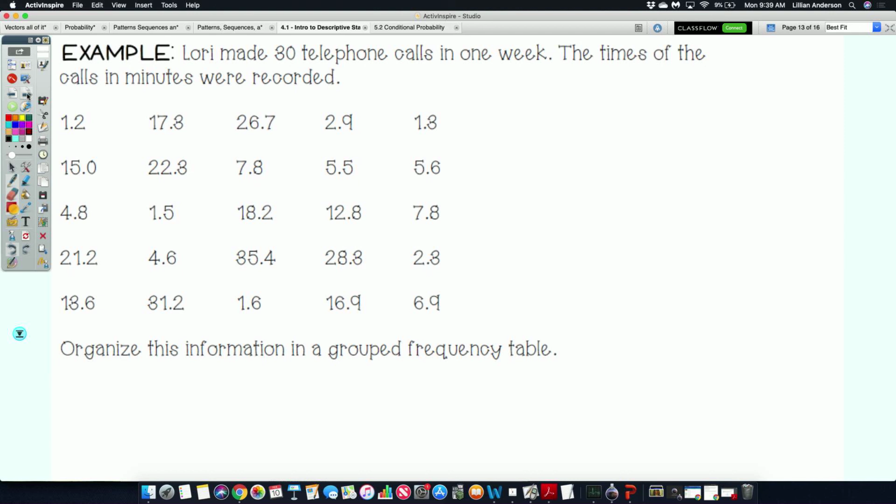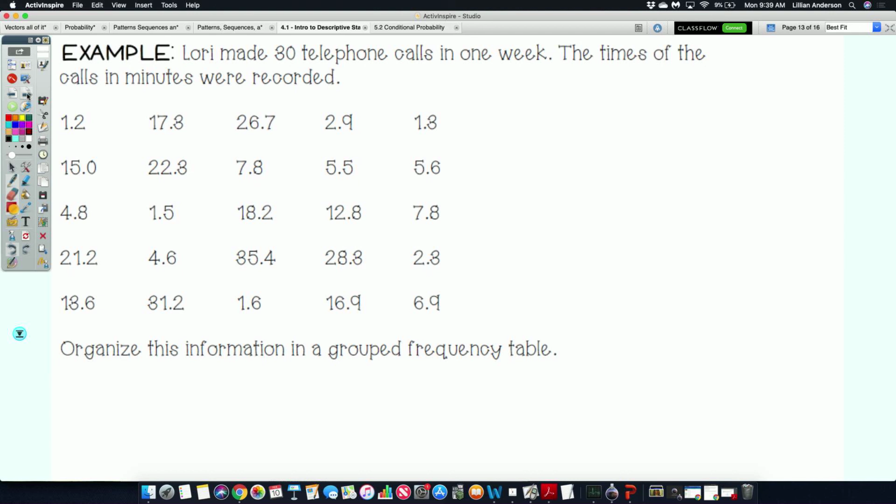When you do it yourself, what's the minimum number of classes you can have? 5. Okay, you want to do 5 classes? You want to do 6, 7, 8, 9, 10? How many? 5. You want to do 5? Okay. Now, if you decide to do 5, the next thing you have to do is look at your range to determine your class width. Depending on what our range is, we might change that number of classes.